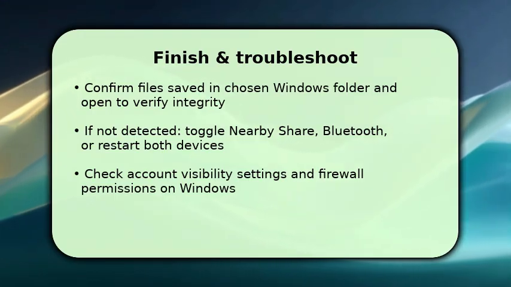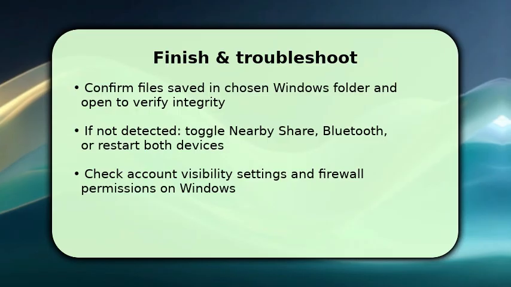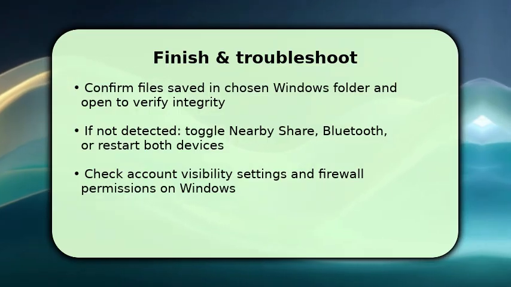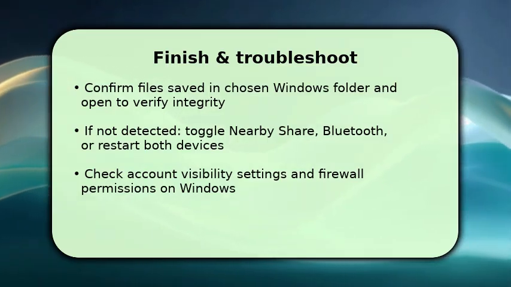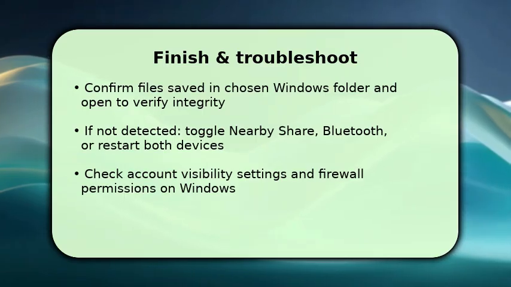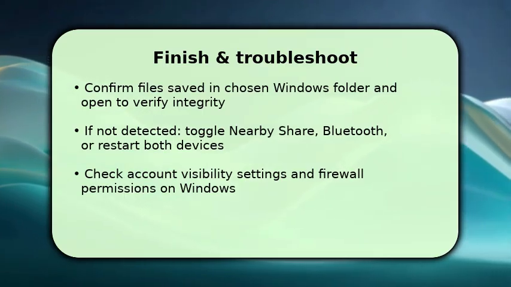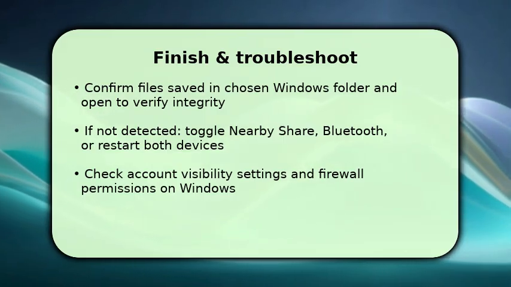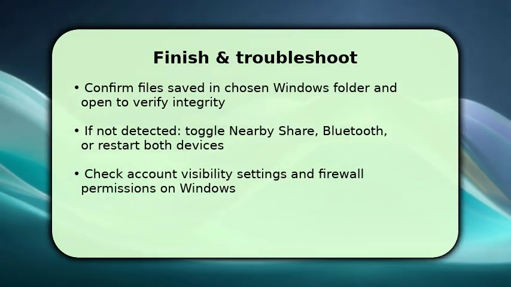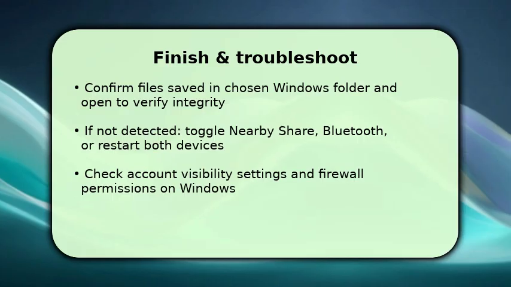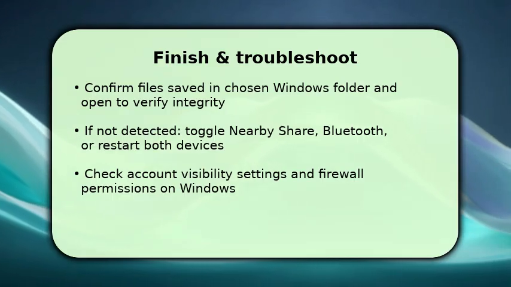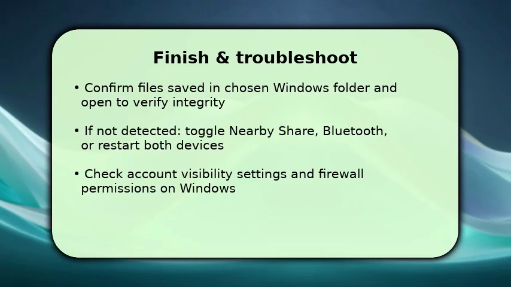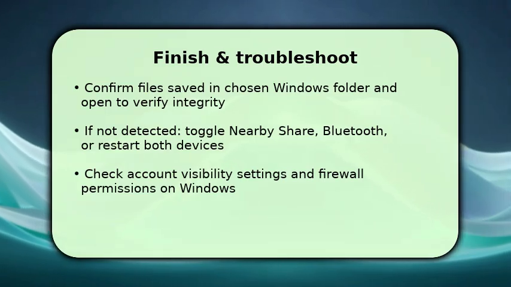If your PC never appeared, toggle Nearby Share and Bluetooth on both devices, then try again. A quick restart of each device often clears detection issues. Make sure Windows Firewall or Antivirus isn't blocking the Nearby Share app and that visibility is set to allow your Android device. If problems persist, switch transfer mode to Bluetooth or try moving both devices closer to improve the connection.